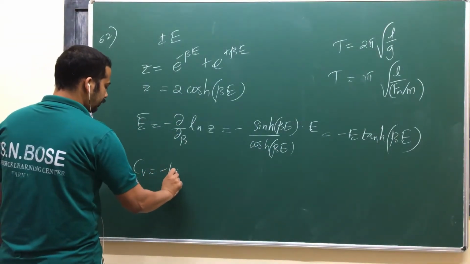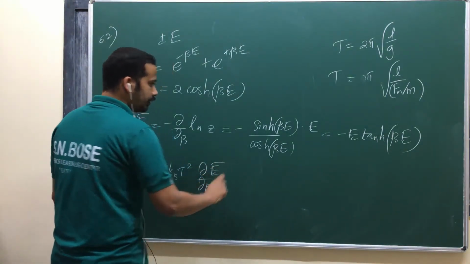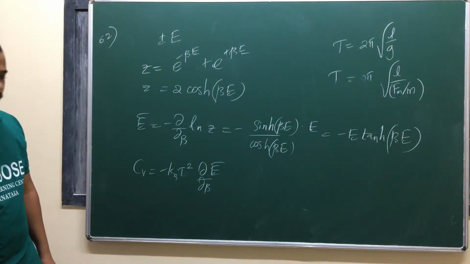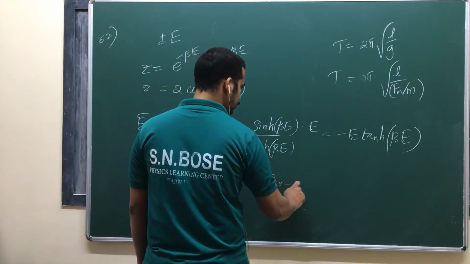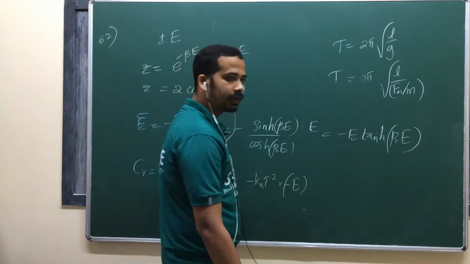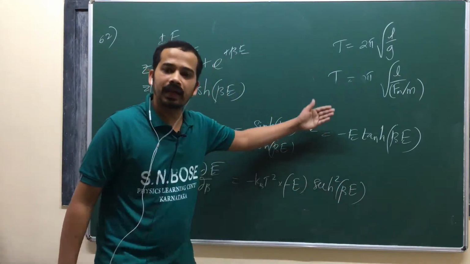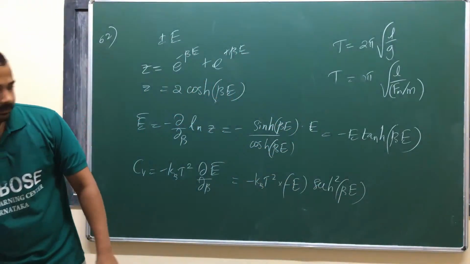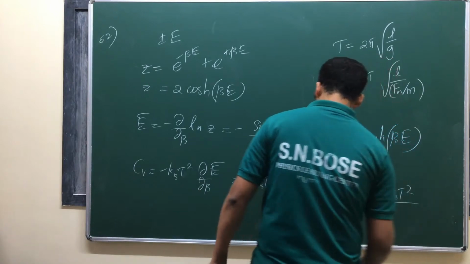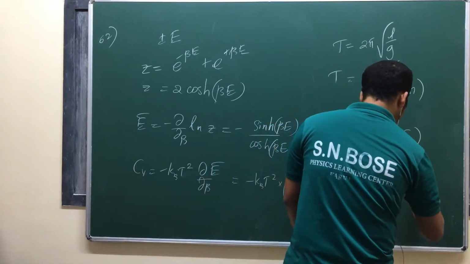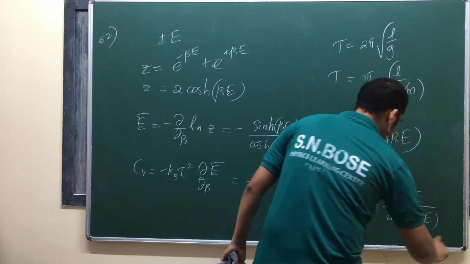Cv is equal to minus kB T square dou by dou beta of the average energy. So now, minus kB T square into minus E, what is the derivative of tanh? Sech square beta E. Later, write this in terms of exponentials. What is sech square? That's equal to plus kB T square into E, into E whole divided by cosh square beta E, isn't it?